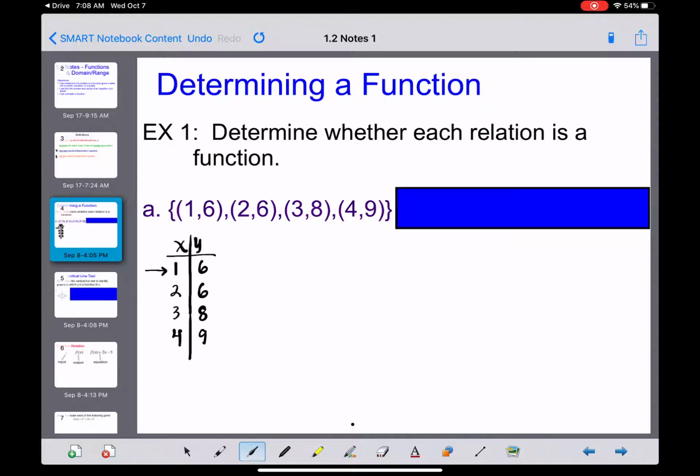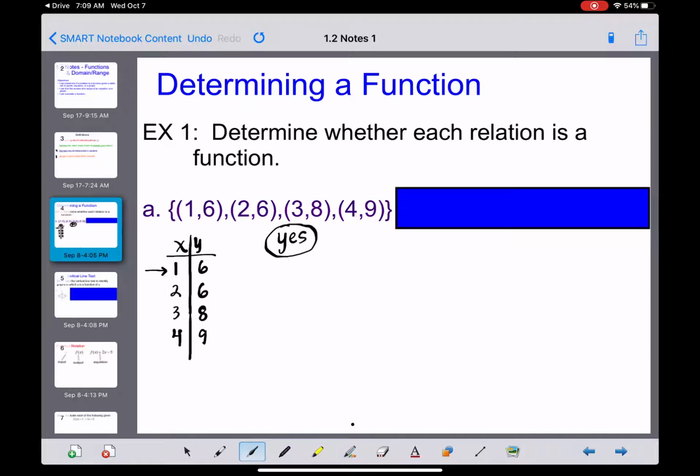So I go to 2. For every 2, is my output the same? Is my output going to be a 6? And again, I only have one 2. So what I notice is in this x column, everything is different. If all the x values are different, it's automatically a function. So I would say yes. And again, the reason is, and you want to get this in your head, you need to commit this to memory if you haven't already.